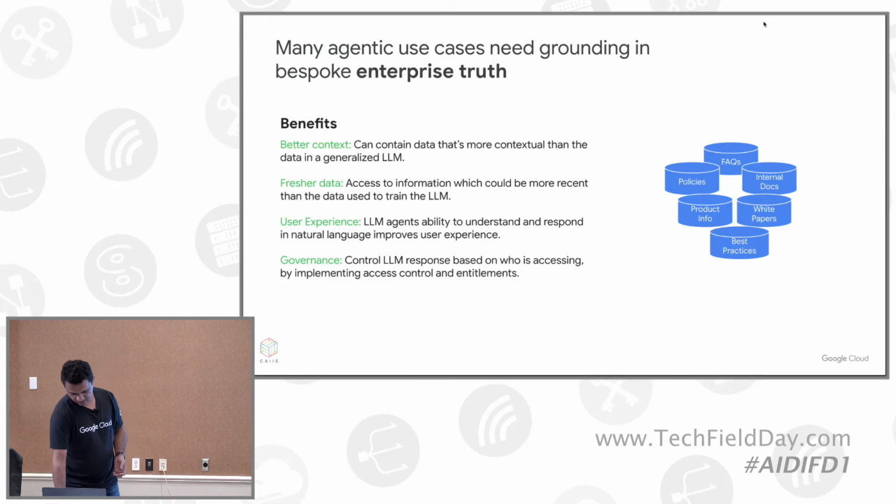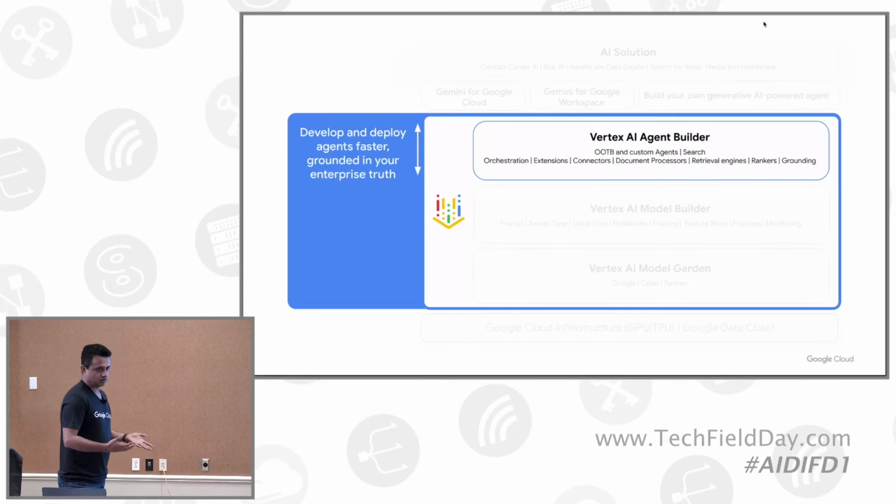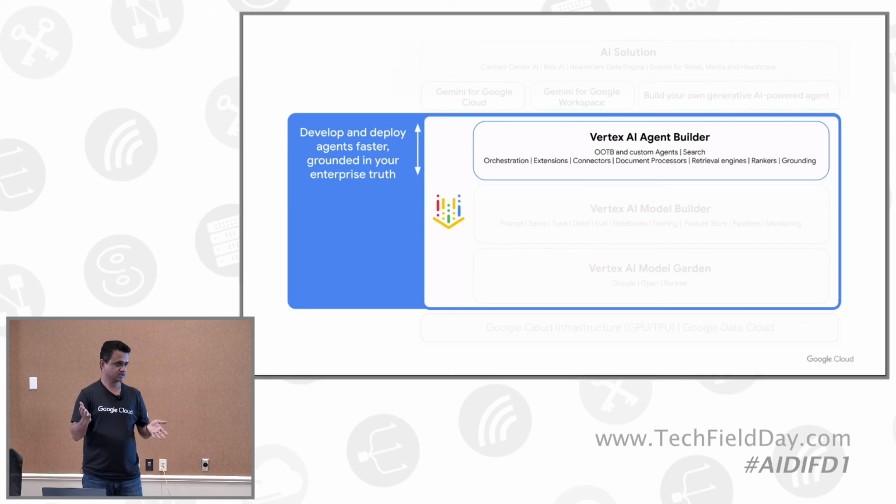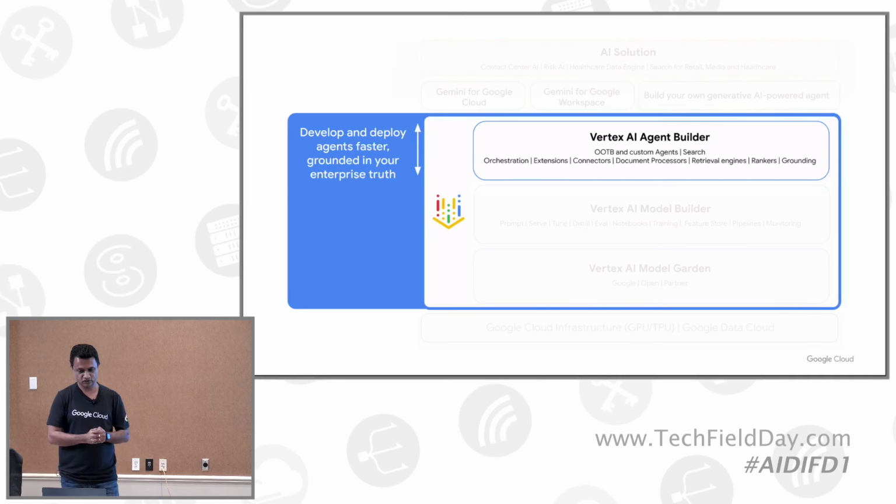So Vertex is Google's flagship platform for AI app builders, right? So you can think of it as consisting of three groups of capabilities, right? So there's a model garden where you can choose from first party, third party, or even open source models from places like Hugging Face, right? So it has a component where you can bring those models into your app.